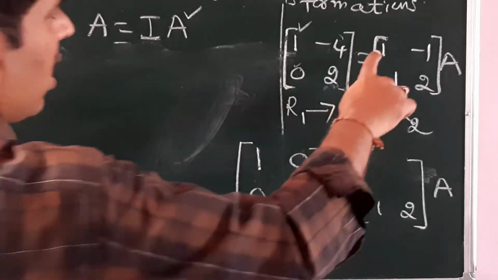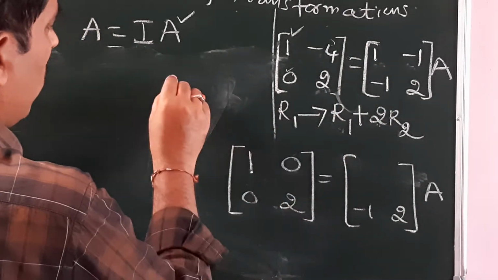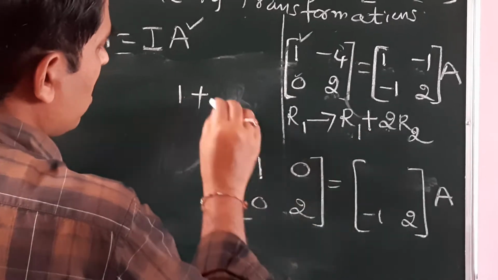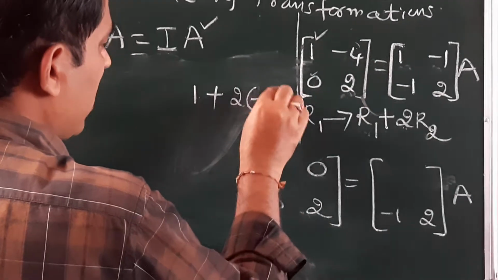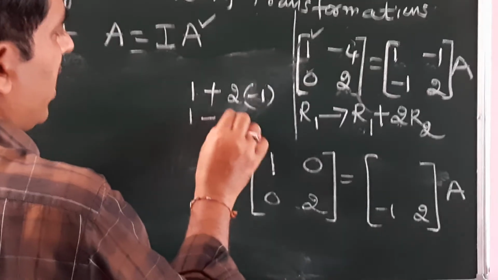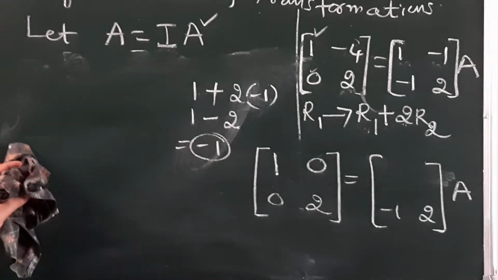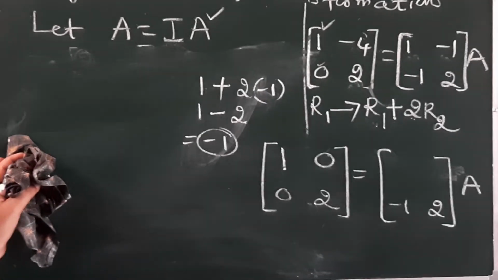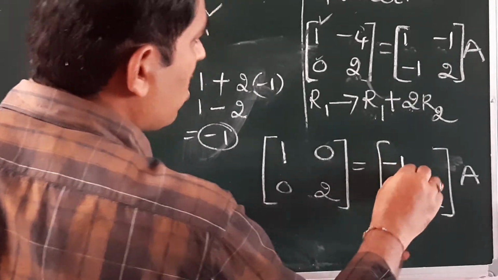So then similarly we have to consider these two elements here. See R1 is 1. So 1 plus 2 times R2. So what is the element in the second row? That is minus 1. So 1 plus 2 into minus 1, that is 1 minus 2. 1 minus 2 is equal to minus 1. Okay, so I must write here minus 1.